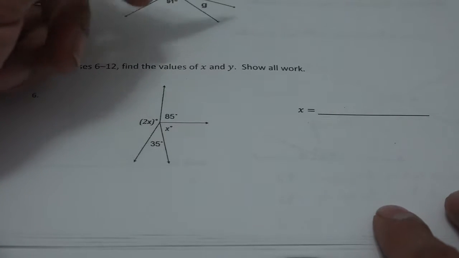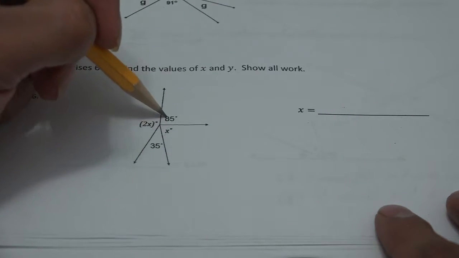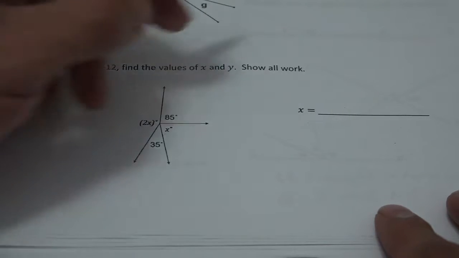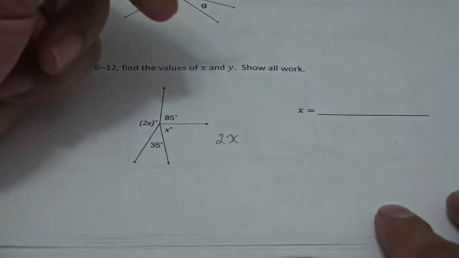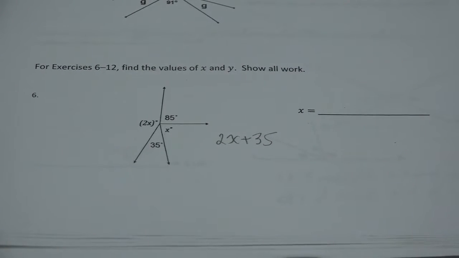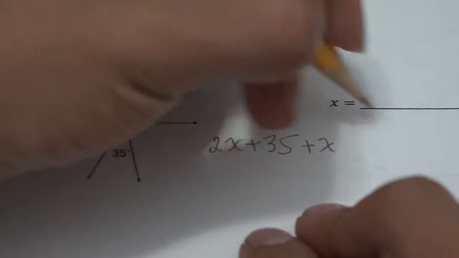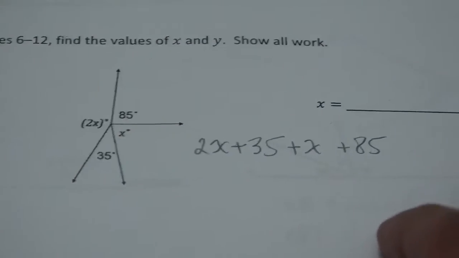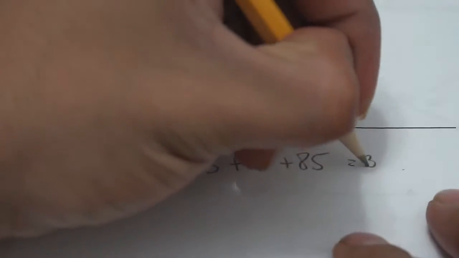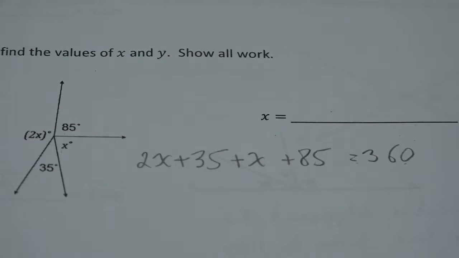Easy. So I'm going to say that 2x plus 35 plus x plus 85 add up to equal 360. All right, so now add the like terms equal to 360 and see what you get.